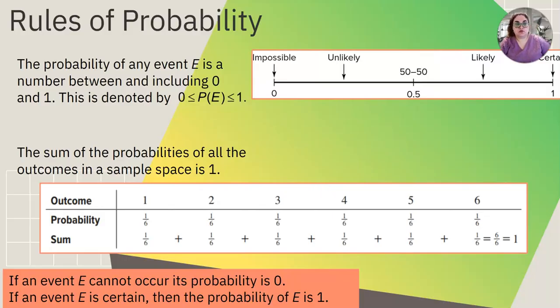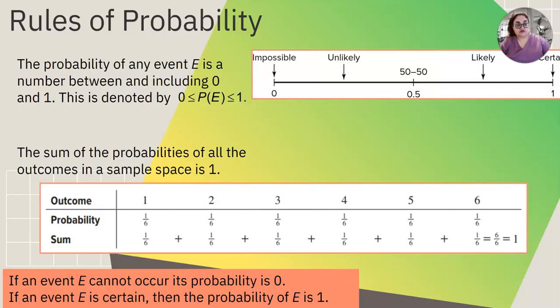So there are some more rules that probability goes by. All probability is between 0 and 1, because again, you can use fractions or percentages, so you're counting up to 100% likely. If you have a probability of 0, that means your event cannot occur. It is impossible. But if you have an event with probability 1 or 100%, then it is certainly going to happen.